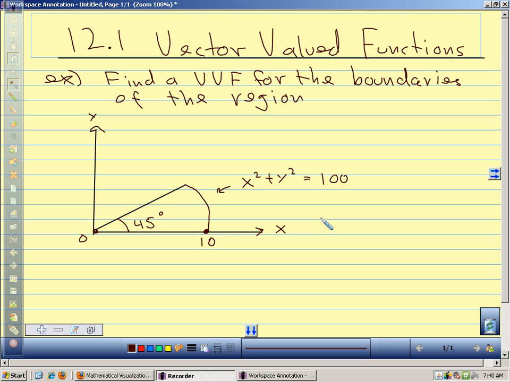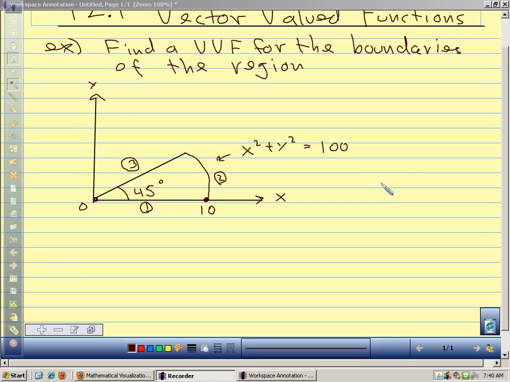We have three different parts here. So we'll break it up into three different functions. I'm going to call this first one that's along the x-axis boundary 1. This will be boundary 2, and this will be boundary 3. So for boundary 1, how could we represent that as a vector valued function? Anybody have an idea?